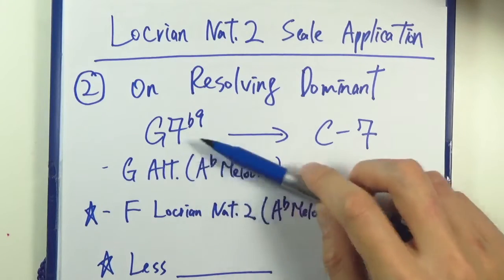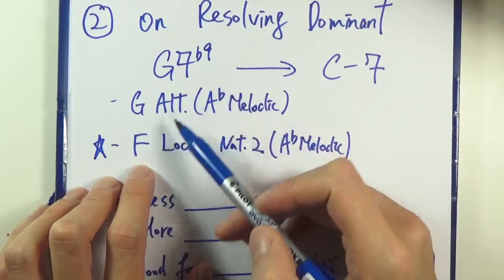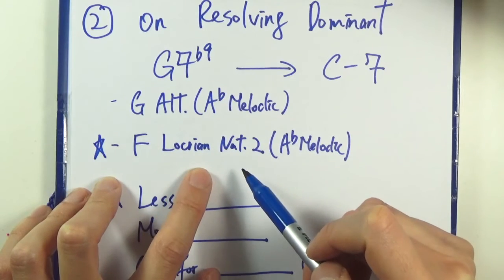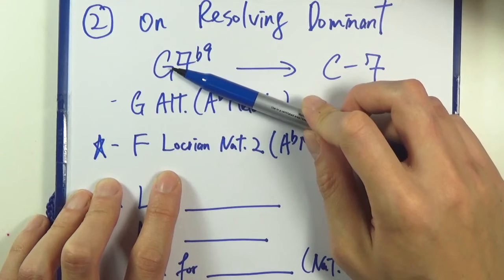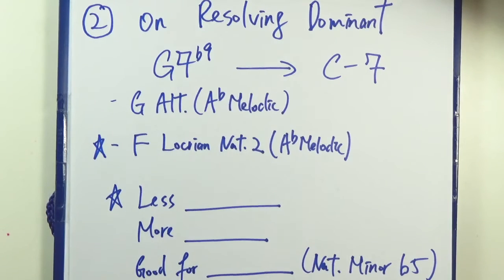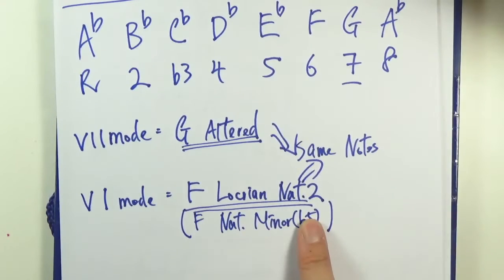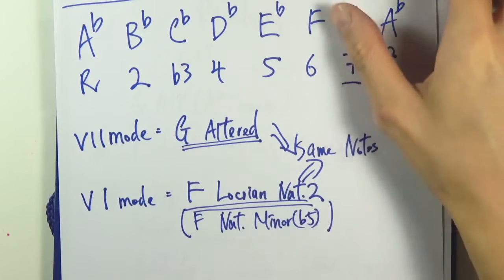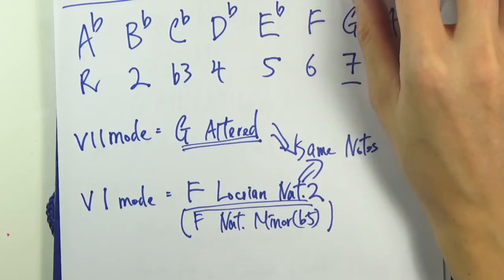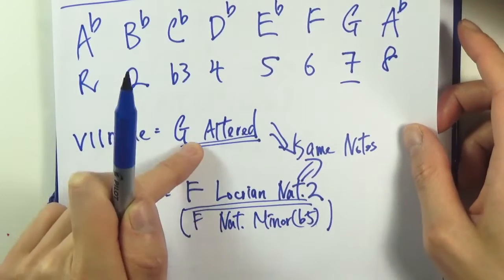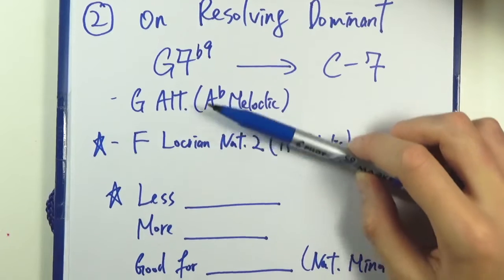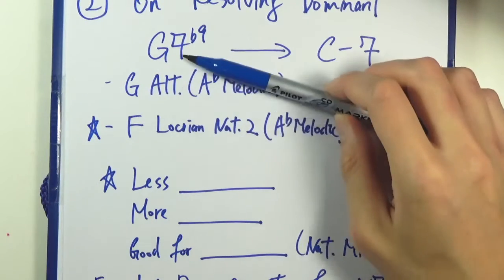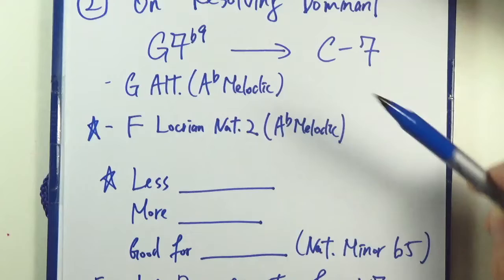I mean for a resolving dominant, you can actually play the Locrian natural 2 scale a step down from the root of G in this case. So what did I just prove back there? F Locrian natural 2 actually has the same notes as G altered. They are actually the same scale. F Locrian natural 2, G altered. So you can play the F Locrian natural 2 scale over the G7 flat 9 chord, or just G7, as long as it's a resolving dominant.